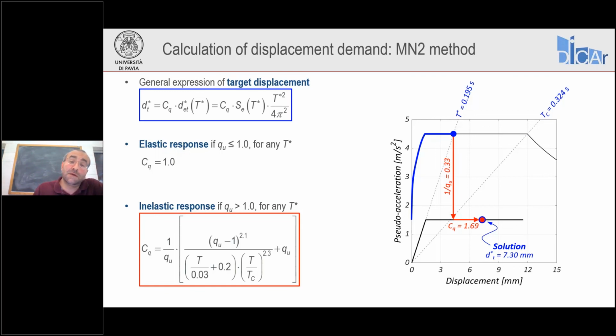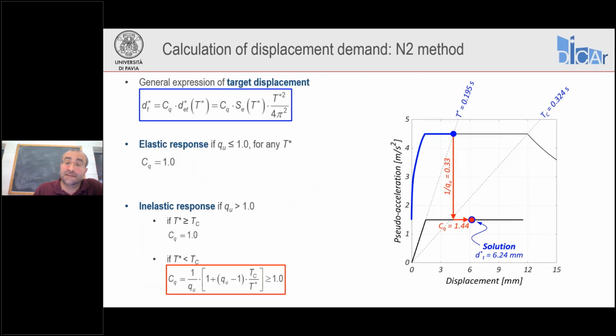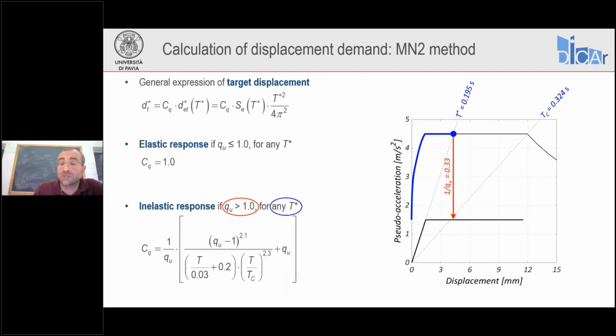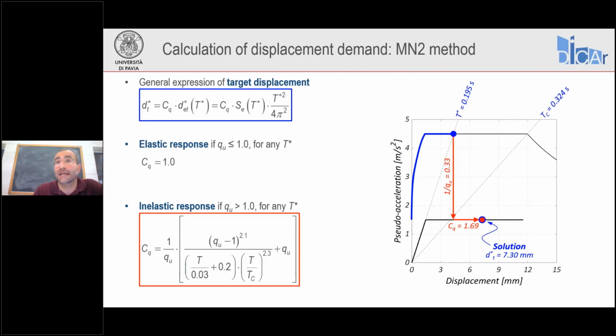If you remember, before with the standard N2 method, C sub Q was 1.44. You see now 1.69. As expected, it is larger because the original method is affected by underestimation of the inelastic displacement demand. So we expect that the more accurate method will provide us a greater value for this amplification.